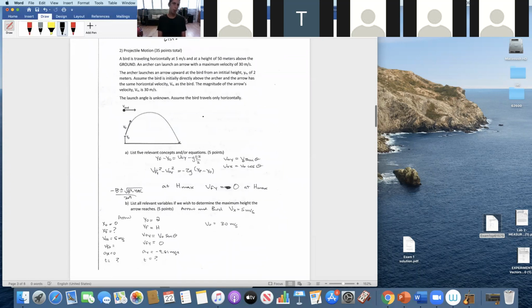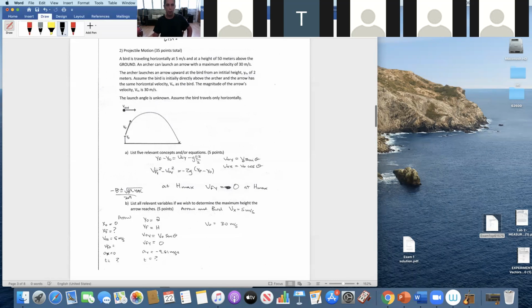Now, this second problem, projectile motion, is the same as normal. There's a bird traveling overhead, and a hunter aims his arrow and fires it. When he fires it, it's at some angle. It has an initial v of 30 meters per second. So we don't know the angle. We do know, though, that she is firing from an initial height of 2 meters. And the arrow has the same x velocity as the bird, which is 5 meters per second here.